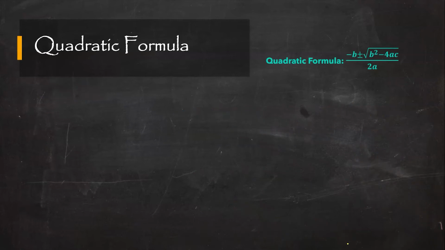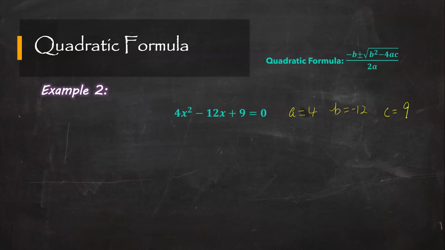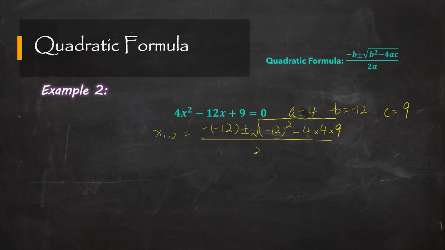And let's see example 2. So we have 4x squared minus 12x plus 9 equals 0. And we can do the same process again. This is a, which is 4, b is negative 12, c is 9. So applying the quadratic formula, we have x1, 2 is equal to negative b, which is negative 12, plus or minus the square root of b squared, that's negative 12 squared, minus 4 times 9, over 2 times 4.